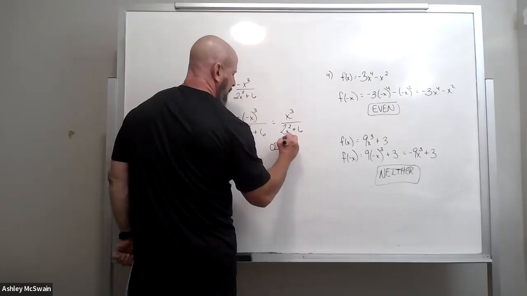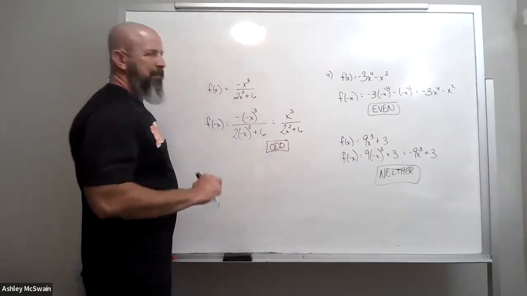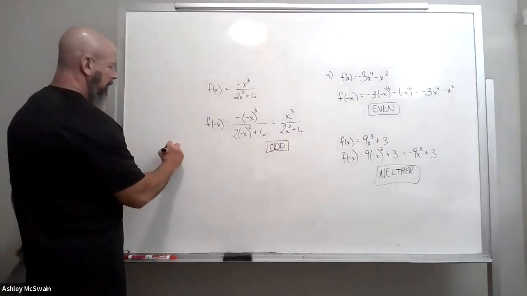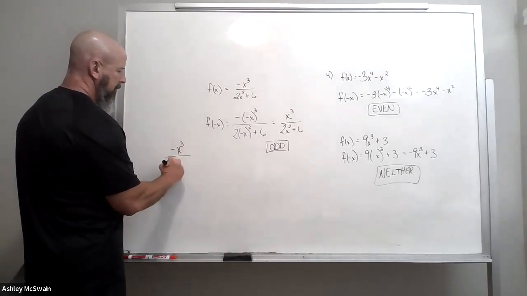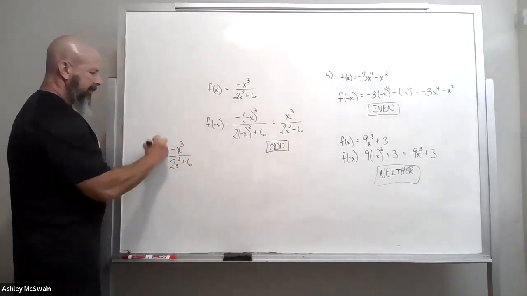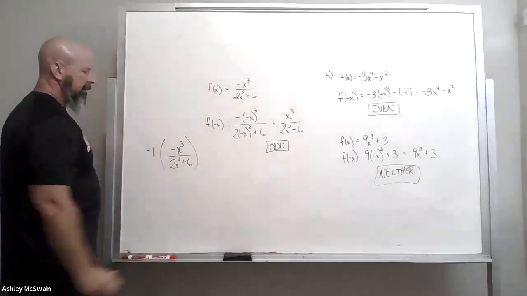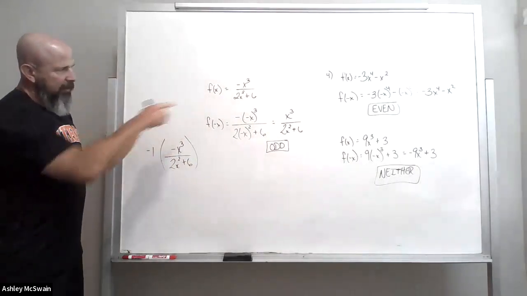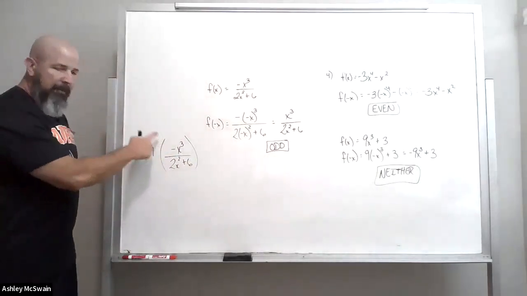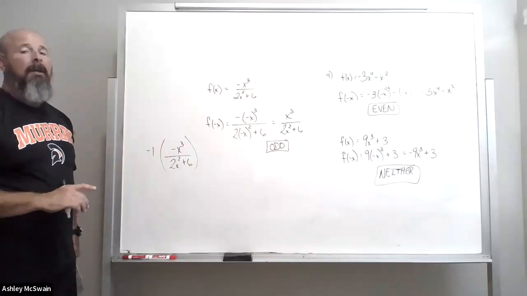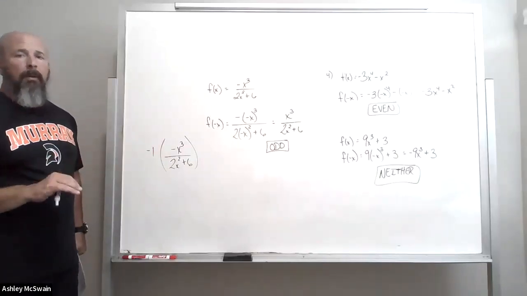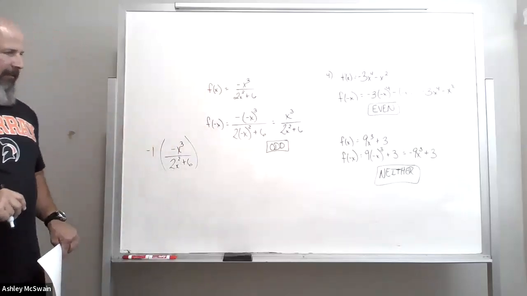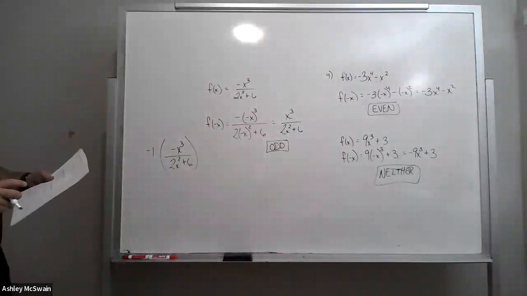Sometimes, again, odds are tough to tell, especially when we have a fraction. Sometimes just take a moment to go back to your original and just say, what would this be if I multiplied it by a -1? And if I multiply this by a -1, it would change that numerator to a positive. The -1 would not go to both numerator and denominator. It would go to the numerator or denominator. And we would end up with that x cubed over 2x squared plus 6. So we definitely have an odd one here.